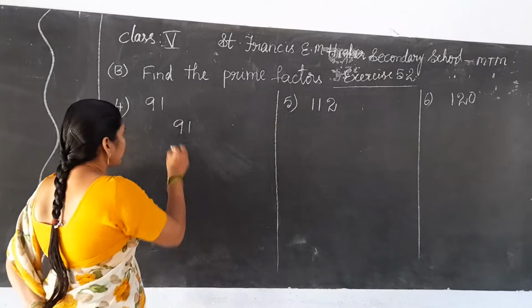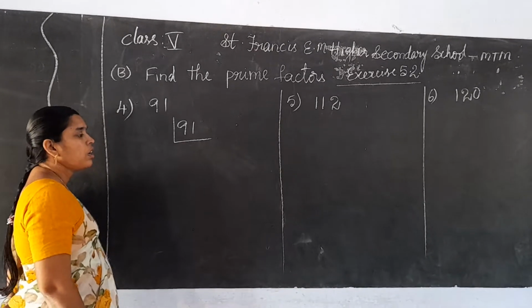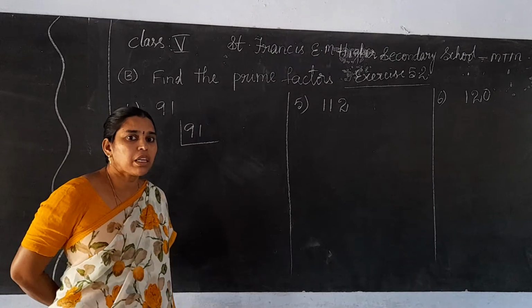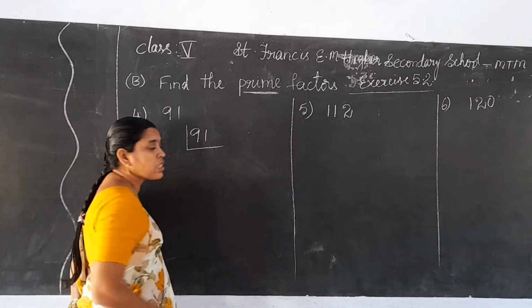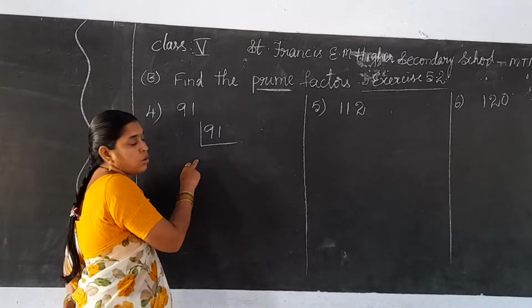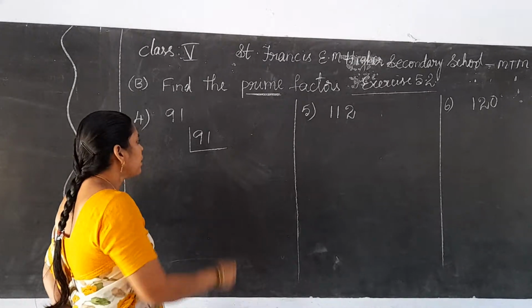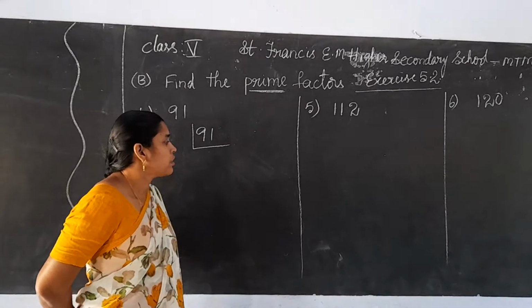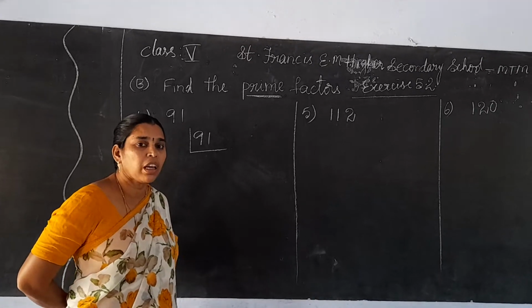See, 91. You know the divisibility rules. According to the divisibility rule, if the ones place digit is an even number, then that number is divisible by 2. Prime factor method means you have to check only prime numbers. So 2 is a prime number, but it will not go in this number. Now 3. 3 is another prime number. See, 9 plus 1, 10. 10 is not divisible by 3. So 91 is not divisible by 3.